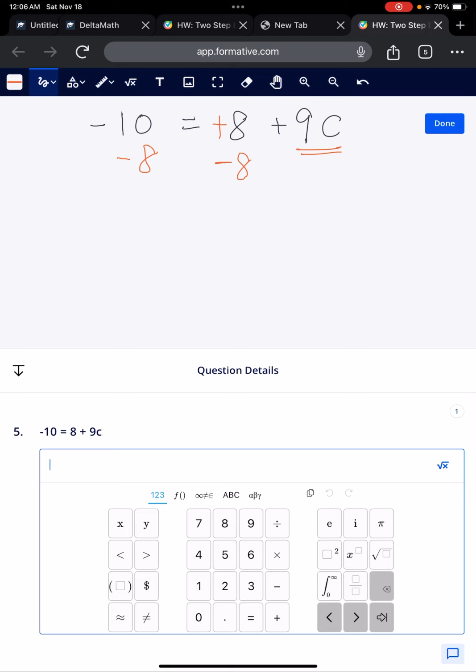Negative 10 and negative 8, both are negative, so you need to add those two values, 10 and 8. When you add them, you have 18, but it's minus, so you need to put the negative sign there. Once you do 8 minus 8, you will be left with just 9 times C.